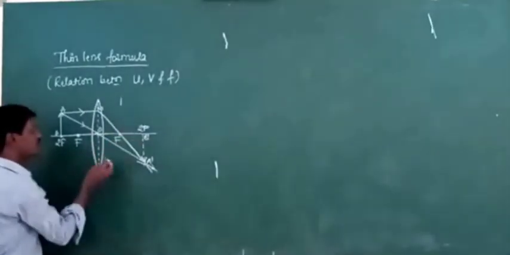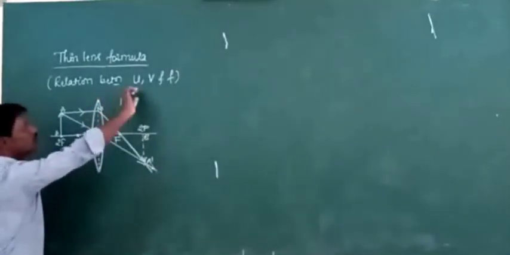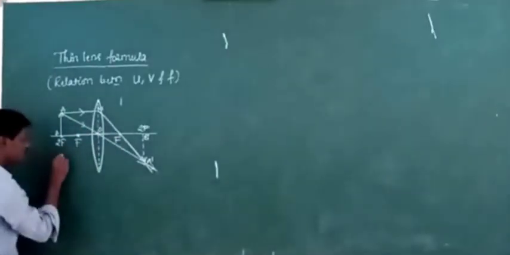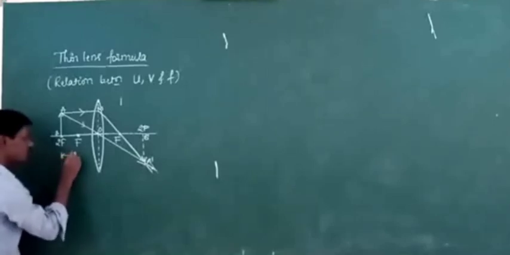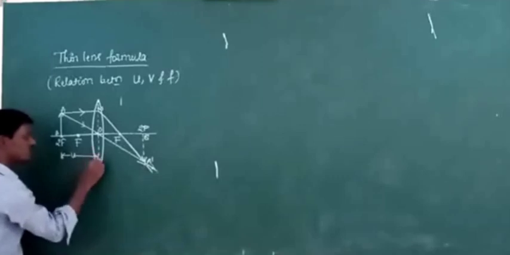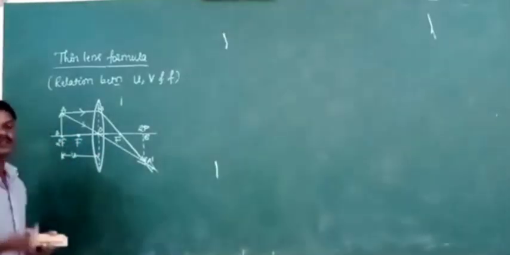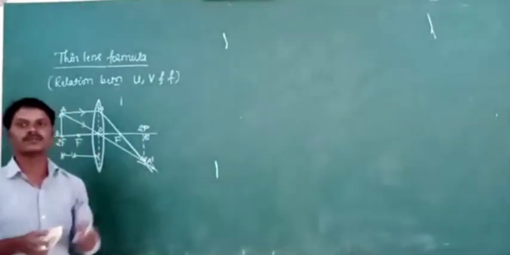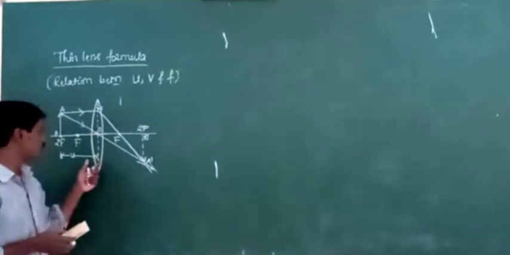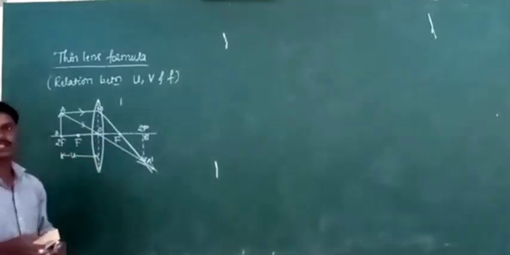Now we are going to derive the relation between focal length, object distance and image distance. What is object distance? Object distance is the distance between the object and the optical center. In the case of a spherical mirror, we measure distances from the pole, but here, in the case of a lens, we are going to measure the distances from the optical center.